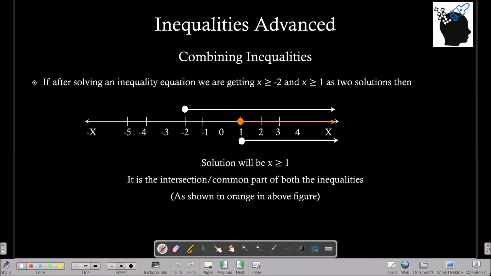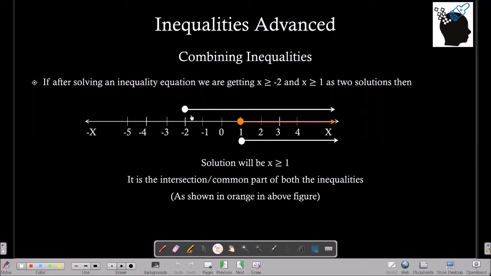So let's say we were solving a problem and we got two solutions after solving the inequality problem. And the two solutions were x is greater than or equal to -2 and x is greater than or equal to 1. Our final solution will be a solution which is a combination of both of these. So let's plot these two solutions on the number line.